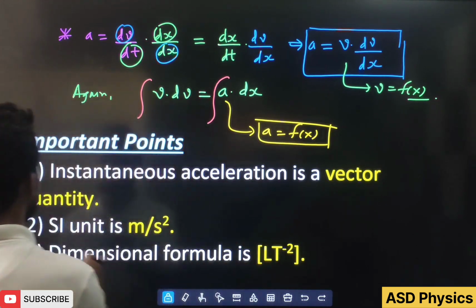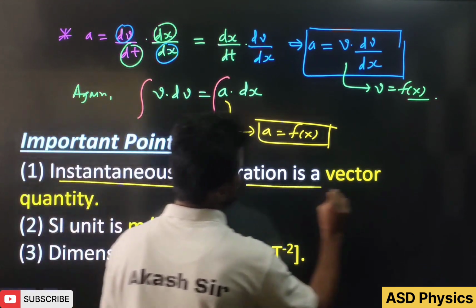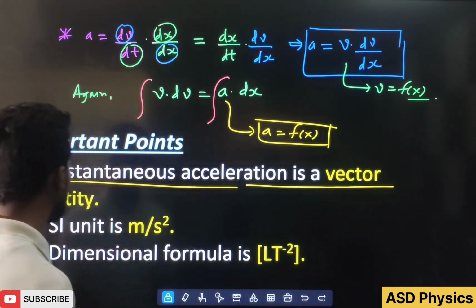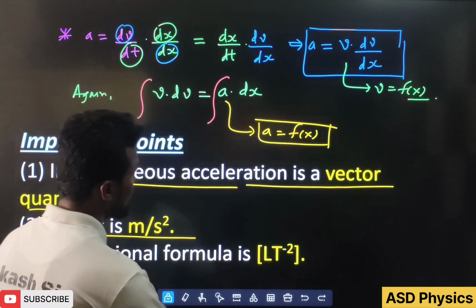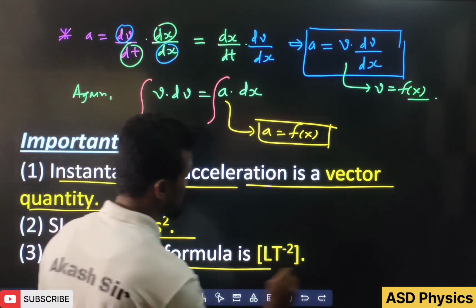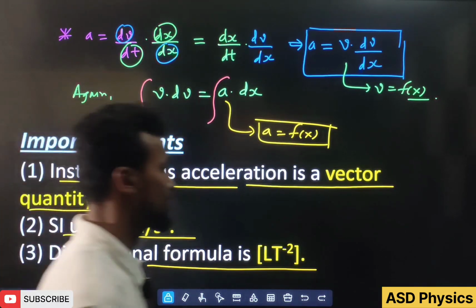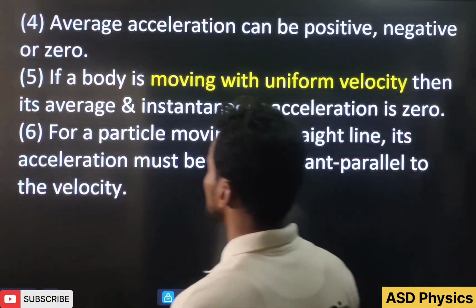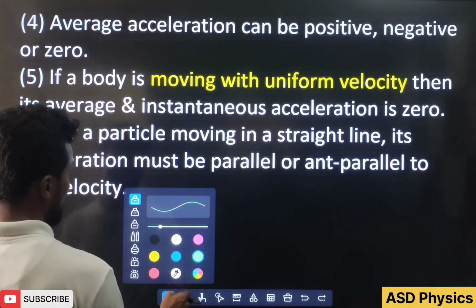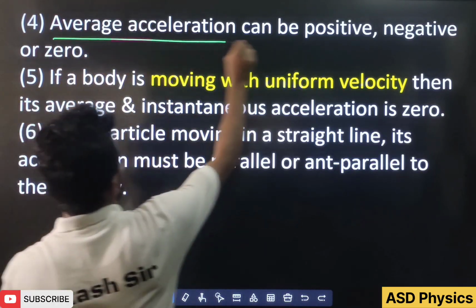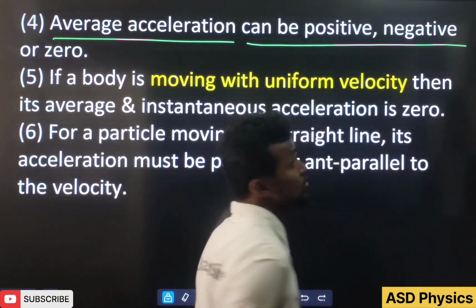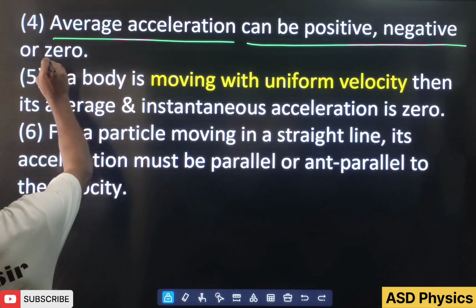Okay, now see some important points. First one, instantaneous acceleration is a vector quantity, SI unit meter per second square, dimensional formula LT minus 2, that you know very well. Now students, some very basic important points are here. Fourth point, average acceleration can be positive, negative, or 0.